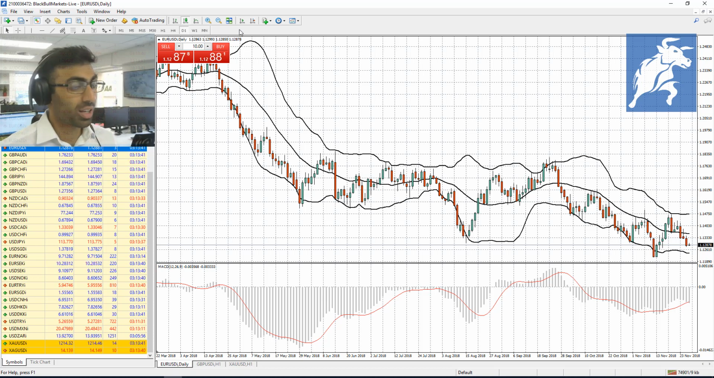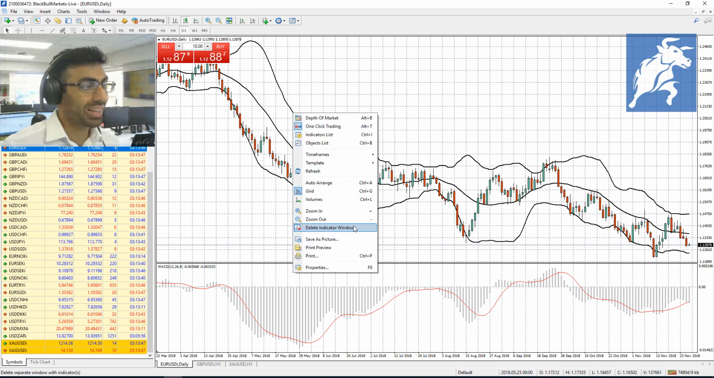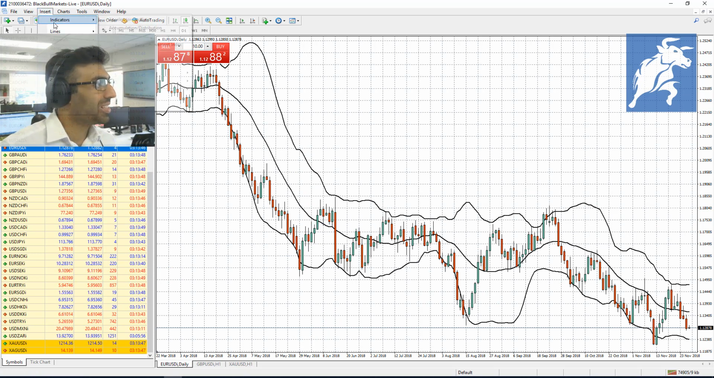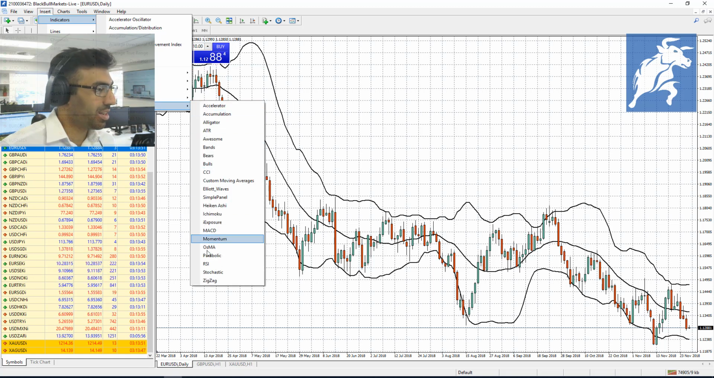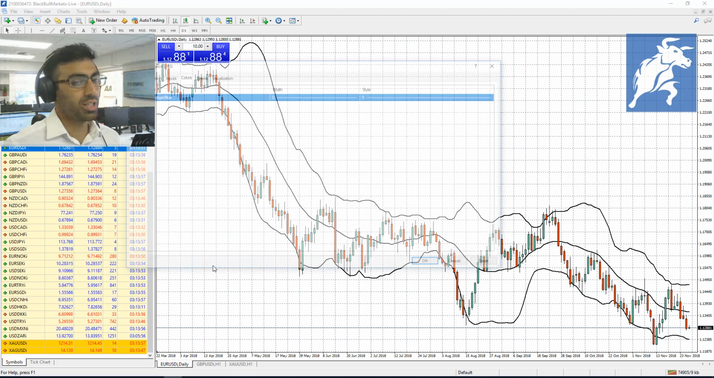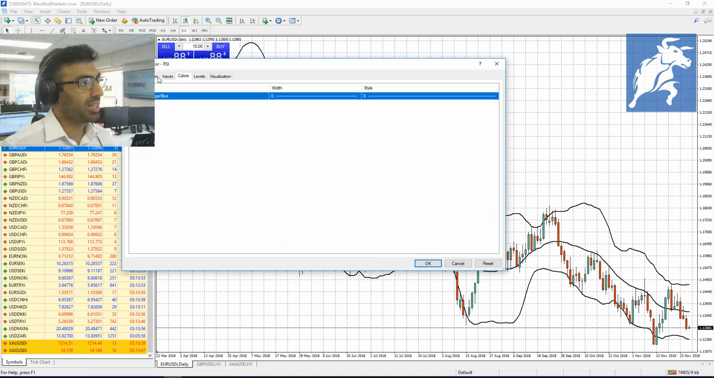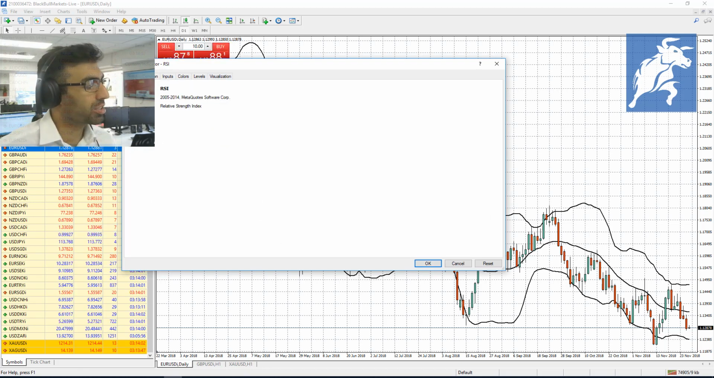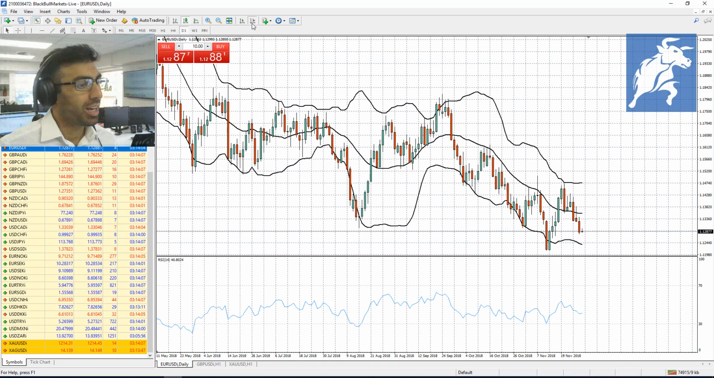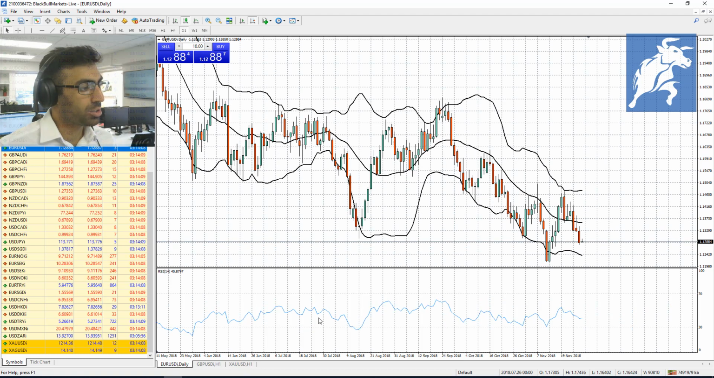Now, let's look at a third one. We're going to cover four in this video. The third one is the RSI. So again, I'm going to right-click, delete indicator window, insert again, go on to custom, and we've got an RSI just here. With the settings, it's a 14-day period RSI, RSI standing for Relative Strength Index, and you can see again it's populated here.